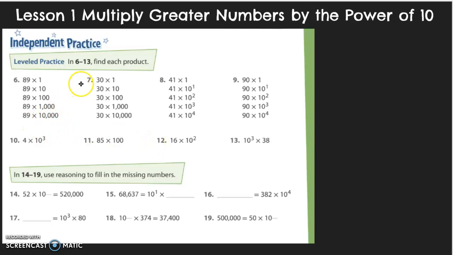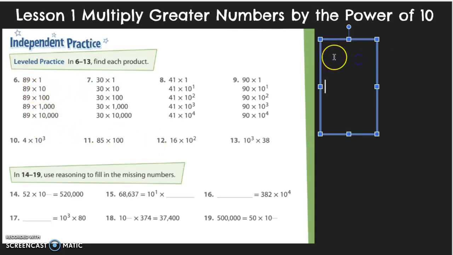So here we go. We're on number 6, 89 times 1. So I put things over here. 89 times 1 is going to be 89. 89 times 10, 890. Times 1,000, 3 zeros. We should put that in there. And times 10,000 is going to be 89, 1, 2, 3, 4 zeros. So I'd put the comma in here.